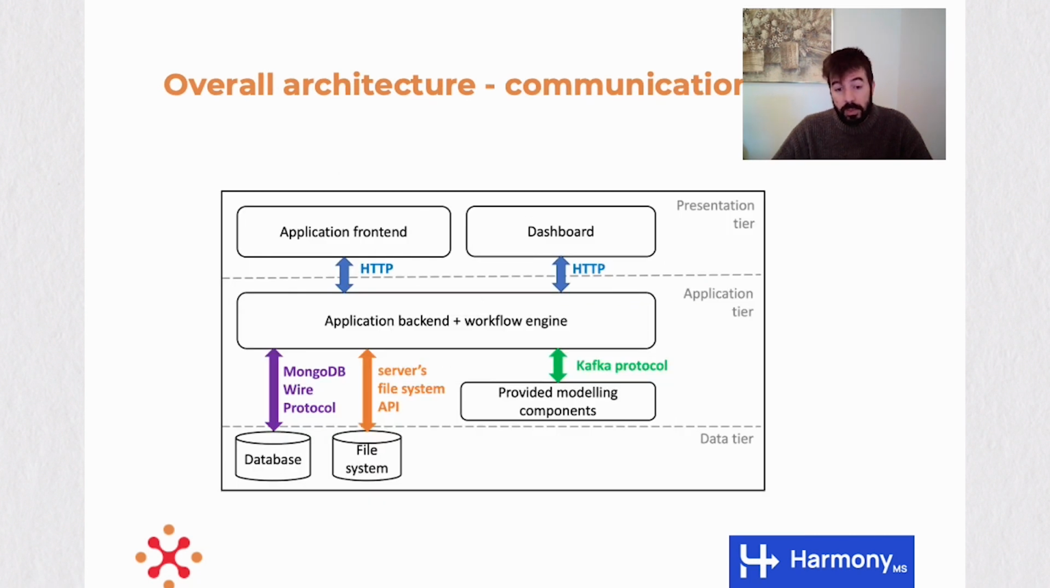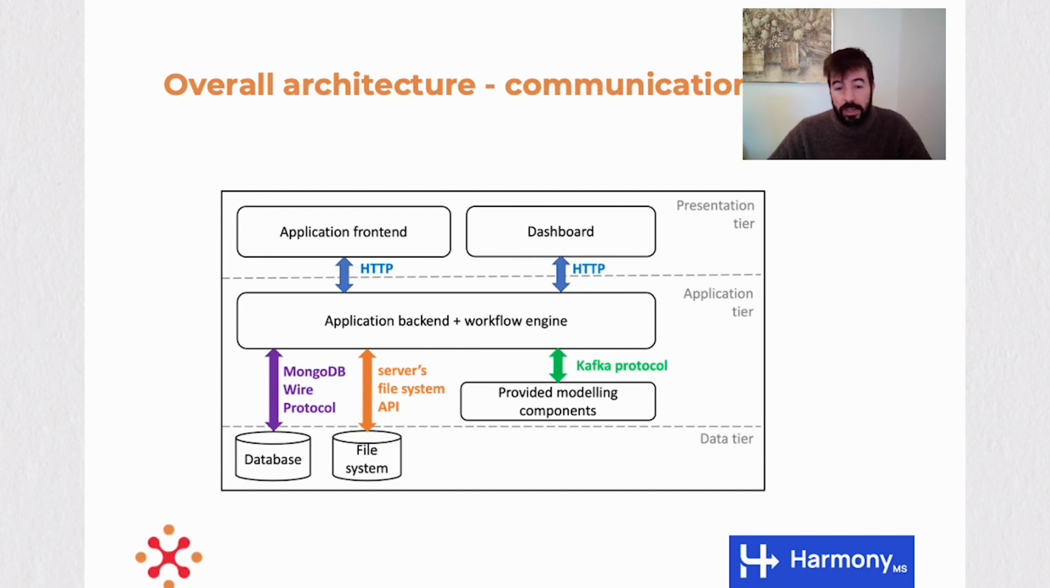Finally, a few words also about the communication. So the front end and the back end, presentation tier and the application tier, if you want, they communicate via HTTP, and the other parts of our application communicate either via Mongo, which is basically the protocol that you connect to the MongoDB database, or the file system API to basically read from the file system on the server side, or via Kafka, which I will describe in a bit more detail again in the next slide or slides.